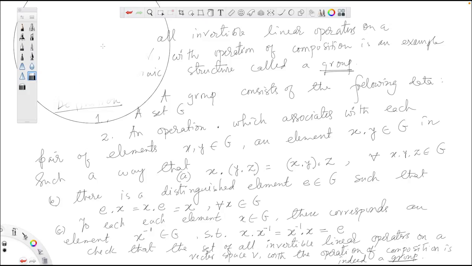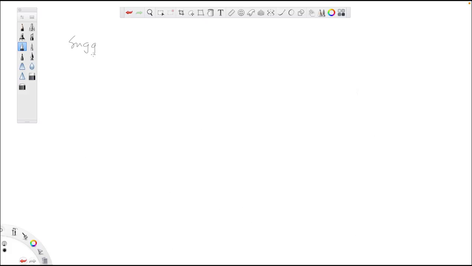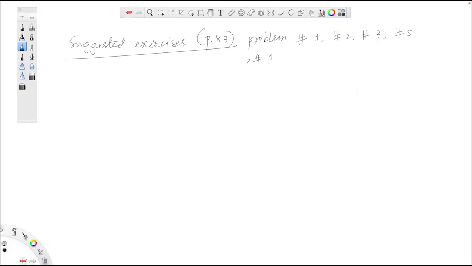Now I suggest some exercises from our textbook. Let me list the problems here, suggested exercises: page number 83, problem number 1, number 2, number 3, number 5, number 10, number 11, and number 12. So that's all about lecture 7.